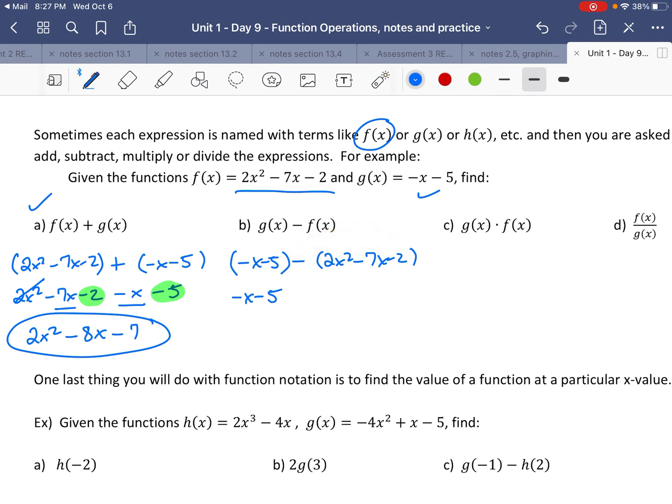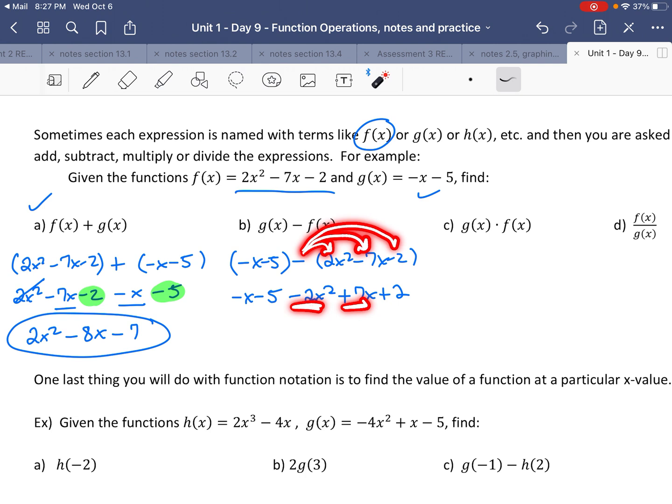So I'm going to get a negative 2x squared. I'm going to get a positive 7x and a positive 2. Because as I give a negative to the 2x squared, I get a negative 2x squared. Negative to a negative gives me a positive 7, and a negative to a negative gives me a positive 2. All right.